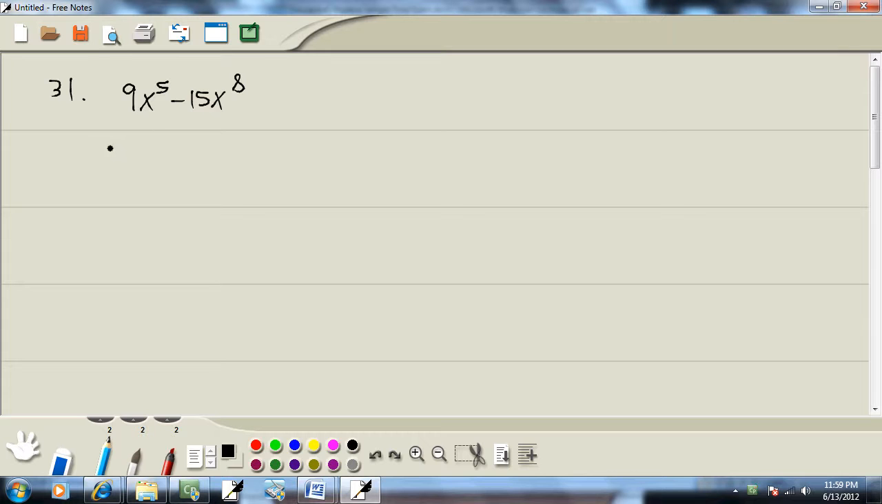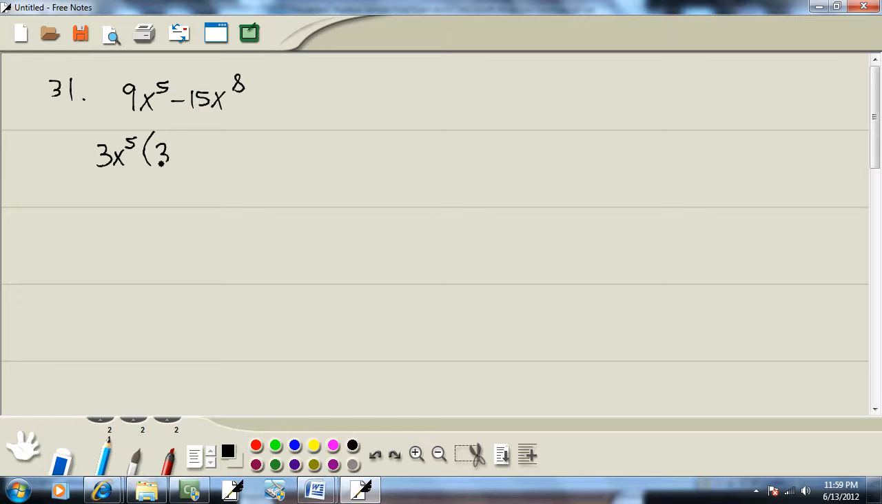And I see 9 and 15 are both divisible by 3. It is midnight. And if I look at x to the fifth and x to the eighth, I want to factor out the most x's I can, but I can't factor out 8 x's if this one only has 5. So it's always the one with the smaller exponent. So we'll factor out an x to the fifth.